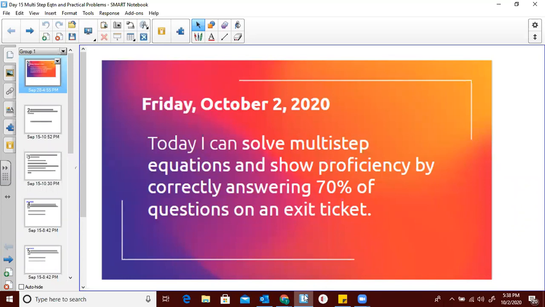Friday, October 2nd, 2020. Today I can solve multi-step equations to show proficiency by correctly answering 70% of questions on an exit ticket. So this is the same goal that we had yesterday. And what we're going to do is incorporate what we learned on Tuesday with what we learned on Wednesday and Thursday.